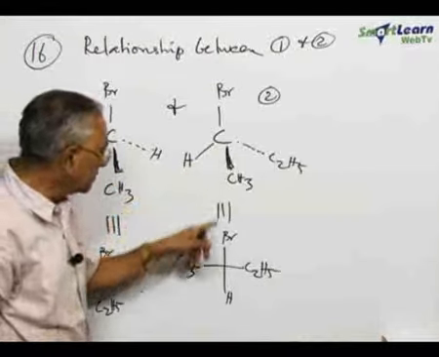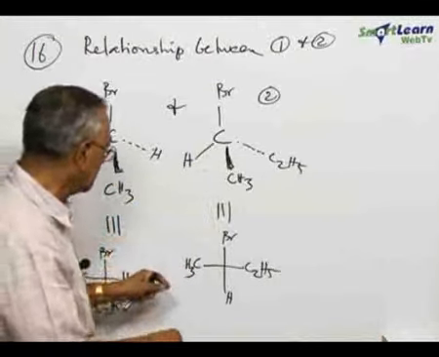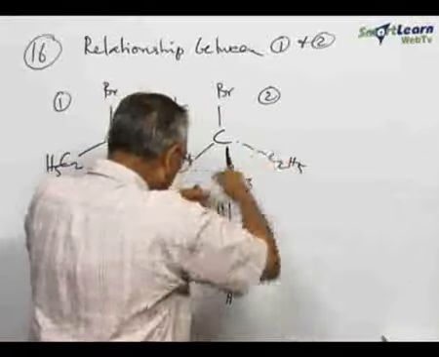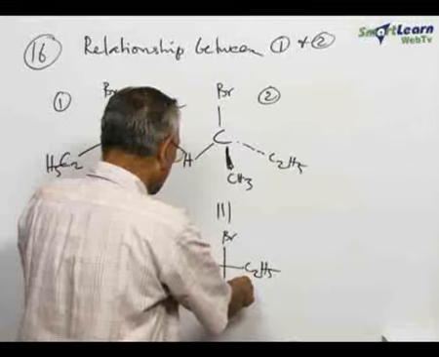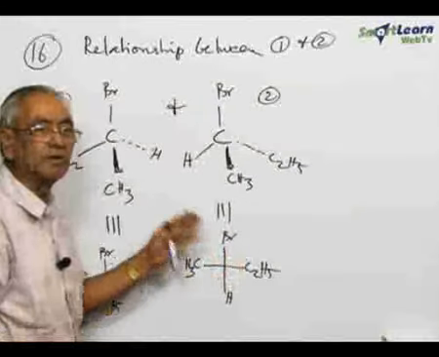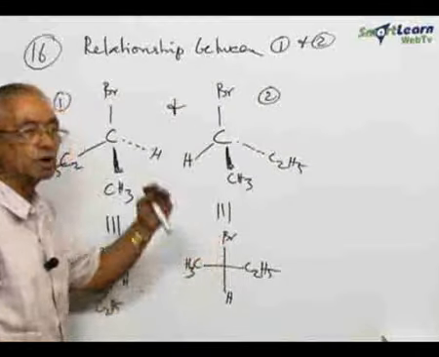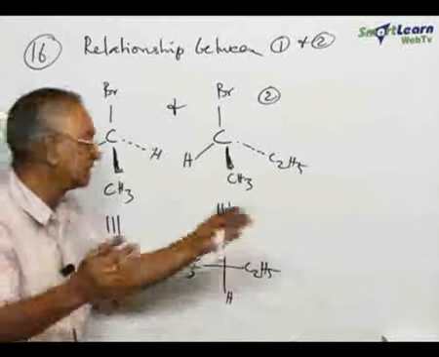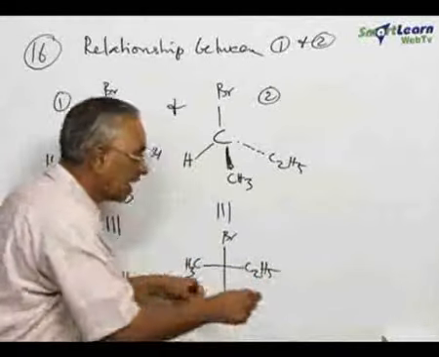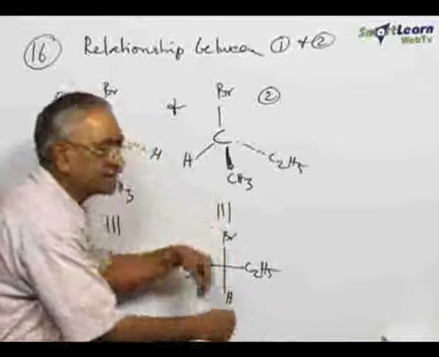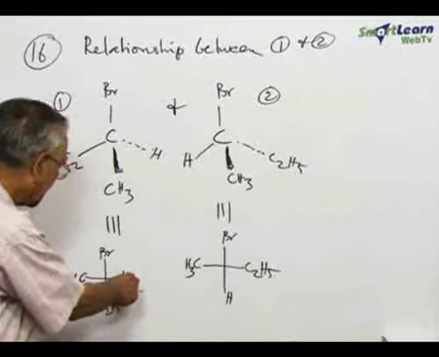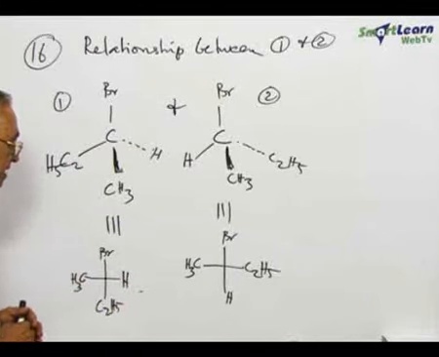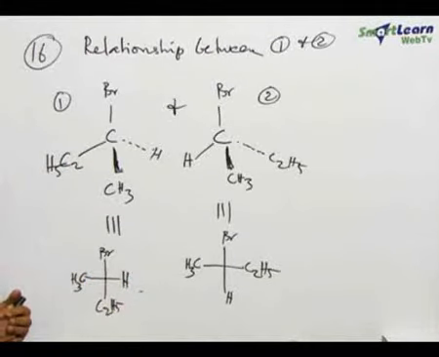Similarly, for the equivalent Fischer projection of this one, apply the same rule: the two adjacent groups, CH3 and C2H5, you pull them to the front. The convention is that vertical groups are behind the plane, and horizontal groups in a Fischer projection are in front of the plane. So, CH3 and C2H5 are in front of the plane and Br and H are behind the plane. Similarly, in the other case CH3 and H are in front of the plane and Br and C2H5 are behind the plane. Now, what is the relationship between the two?